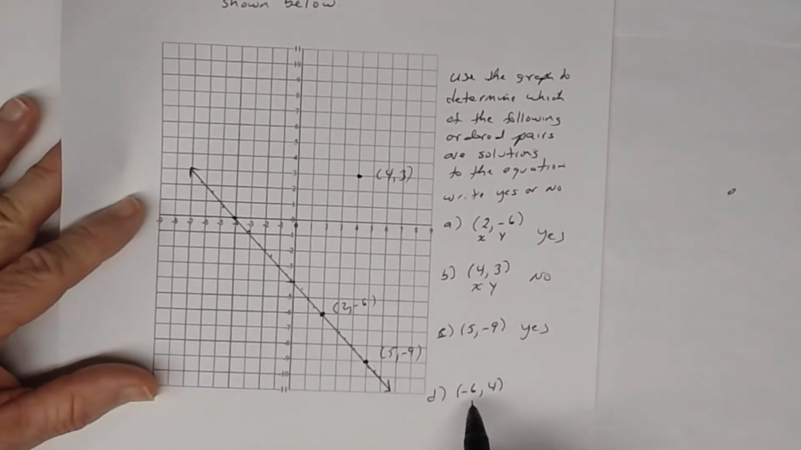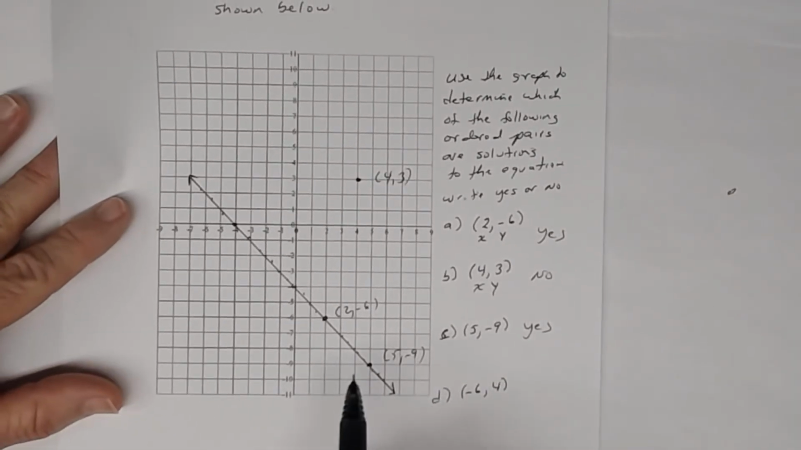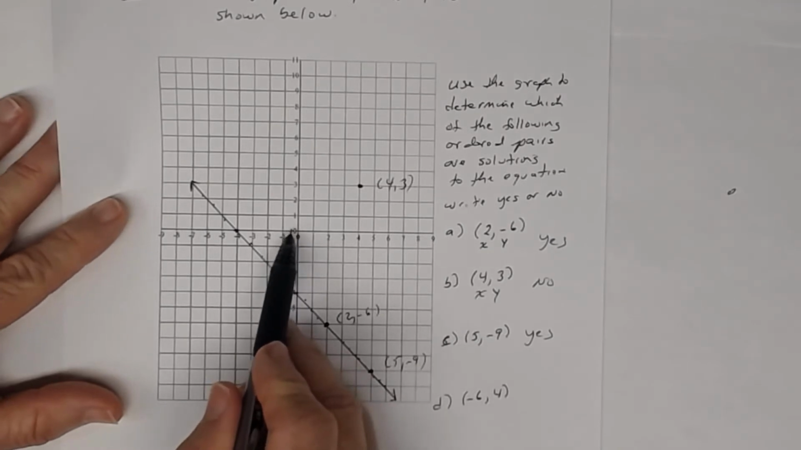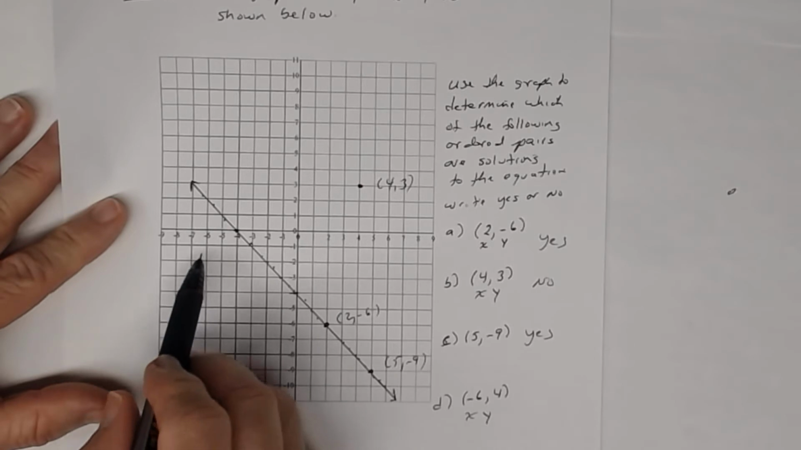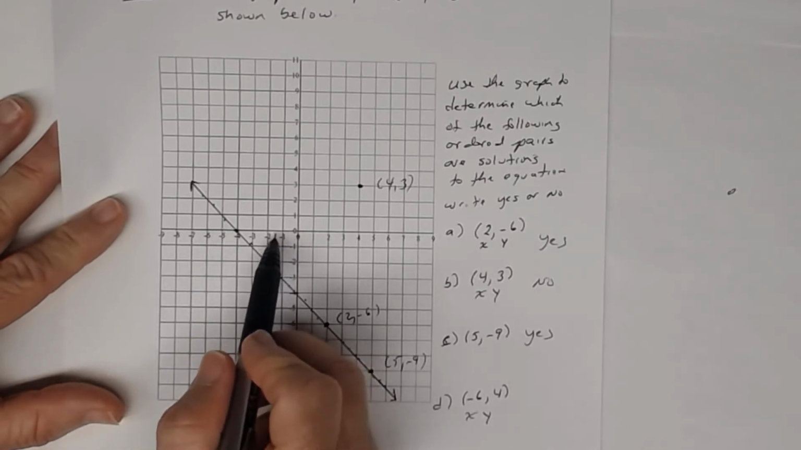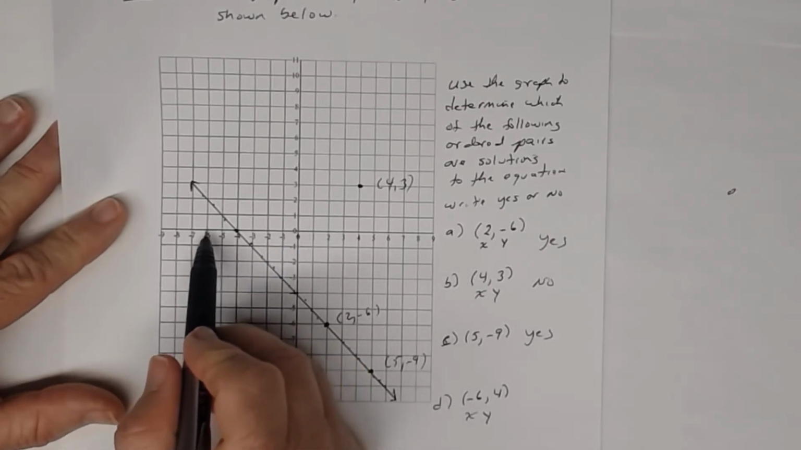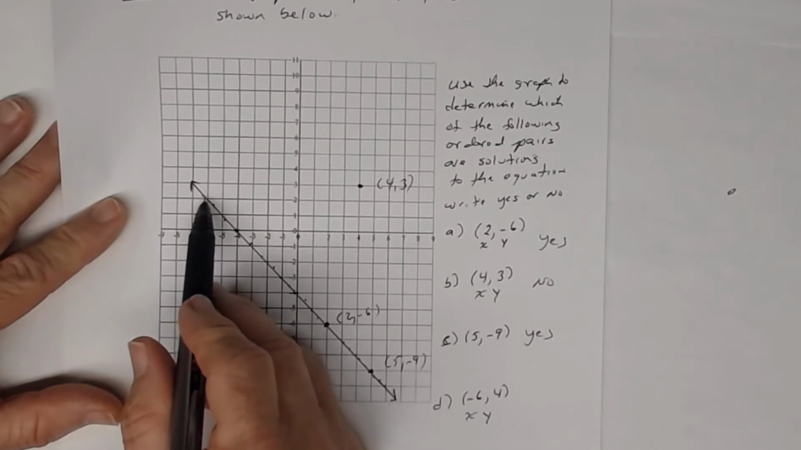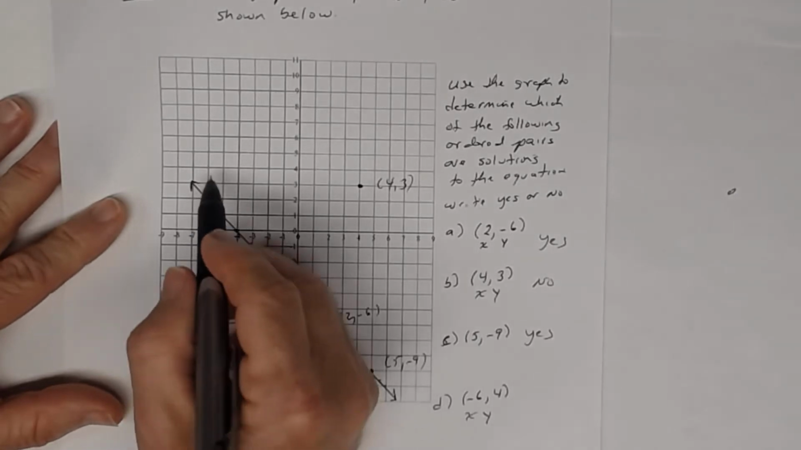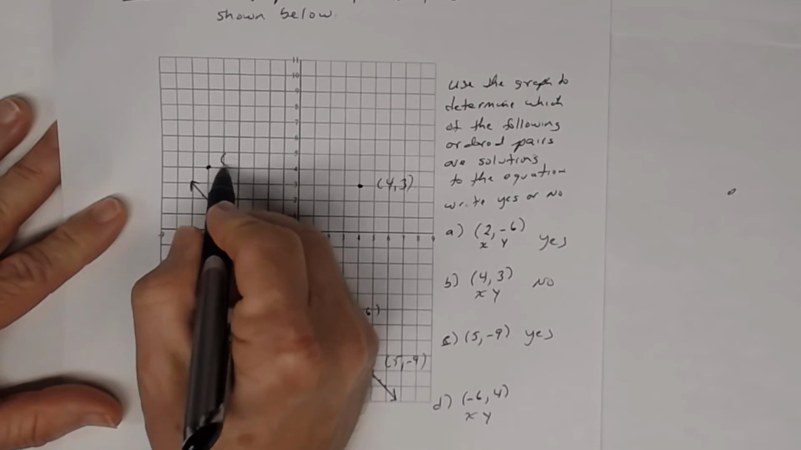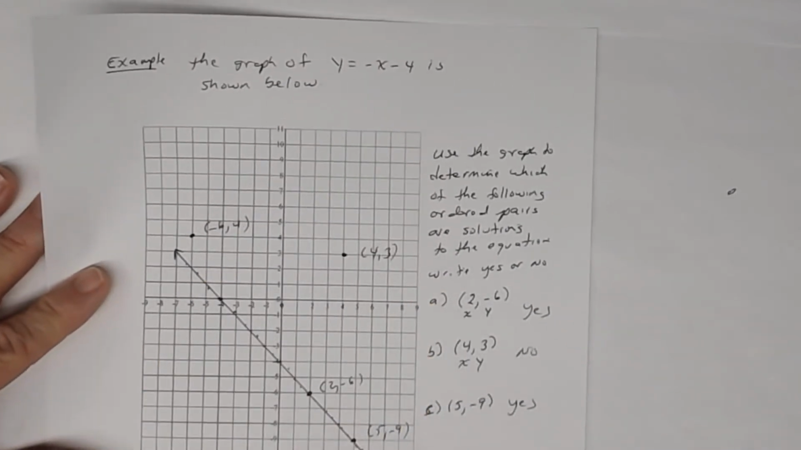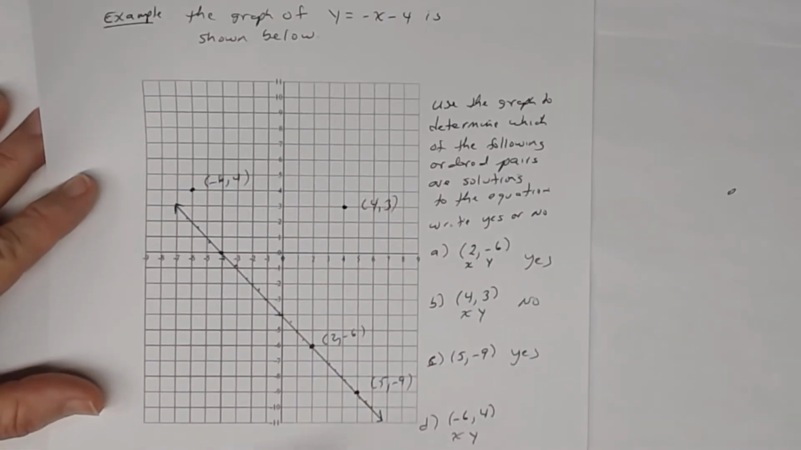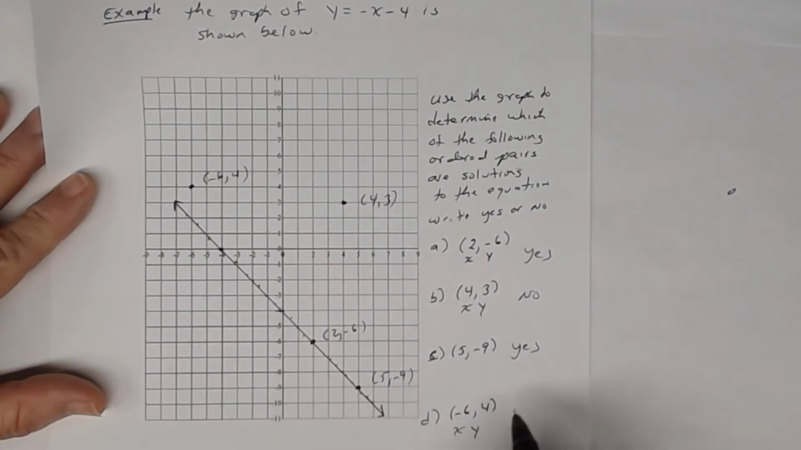And then finally, negative 6, 4. If I plot the point negative 6, 4, x is negative, y is positive. So I go to the left 6 from the origin, so here. And then I go up 4: 1, 2, 3, 4. So here's the point negative 6, 4. Is negative 6, 4 a solution to this equation? The answer is no, because it does not lie on the graph.